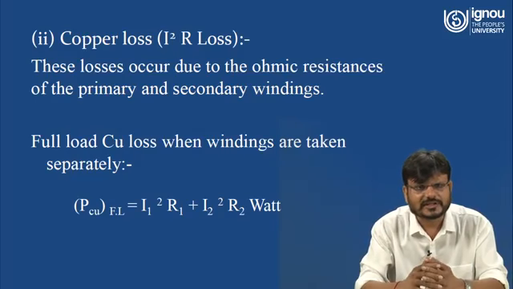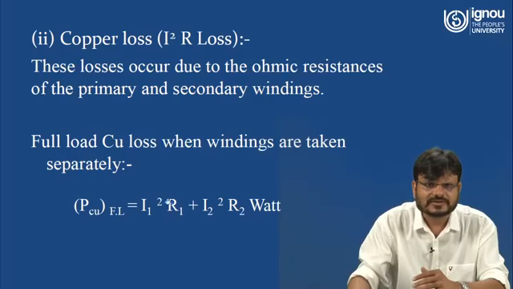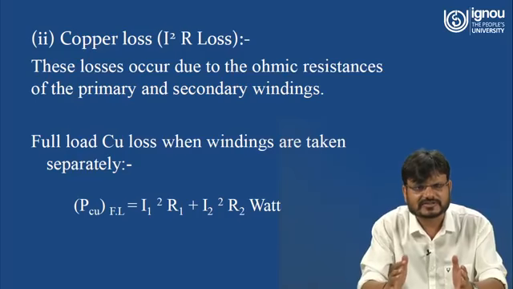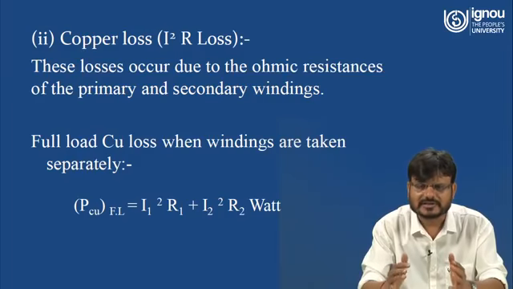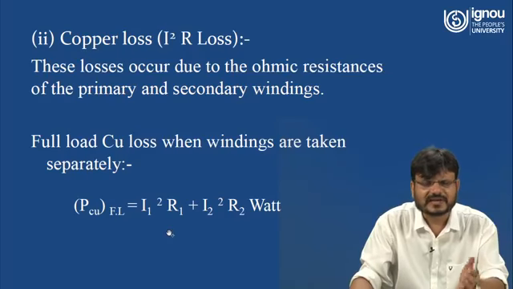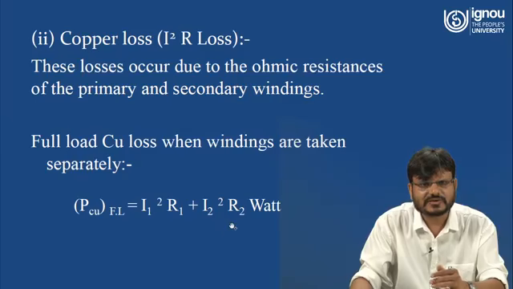If you want to calculate the full load copper losses when separate windings are taken, you can write the copper losses at full load is equal to I1 square into R1. This I1 is the primary current, and R1 is the resistance of the primary winding, and I2 is the current at the secondary side, and R2 is the resistance of the secondary winding. So the total copper losses in the winding of the transformer at full load can be calculated by simply I1 square R1 plus I2 square R2.